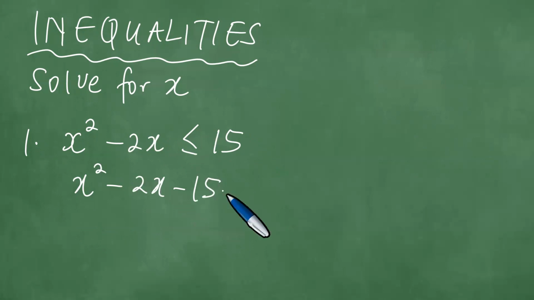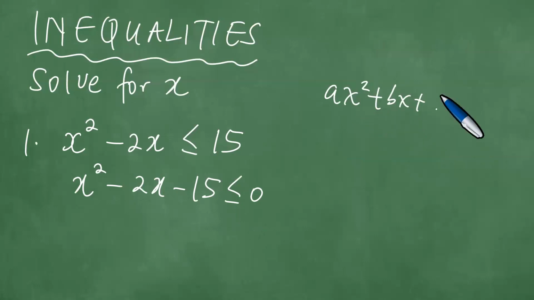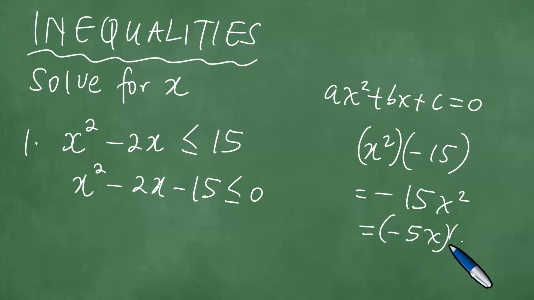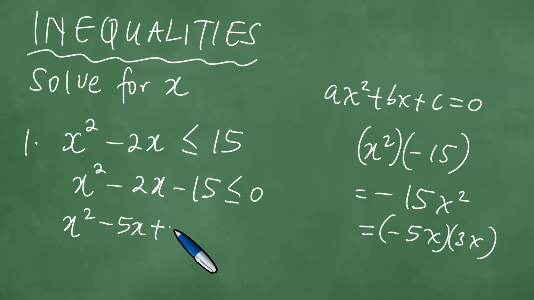Yes, so we need to write this in standard form, and the standard form means that it is the form ax squared plus bx plus c equals 0. Then when we get to this point, we can factorize this with ease. If it doesn't easily factorize, we use the quadratic formula. So we are spoiled for choice. We multiply x squared with minus 15, we get minus 15x squared, and we can see that we have minus 5x and 3x as the factors, so that we have x squared minus 5x plus 3x minus 15 is less than or equal to 0.